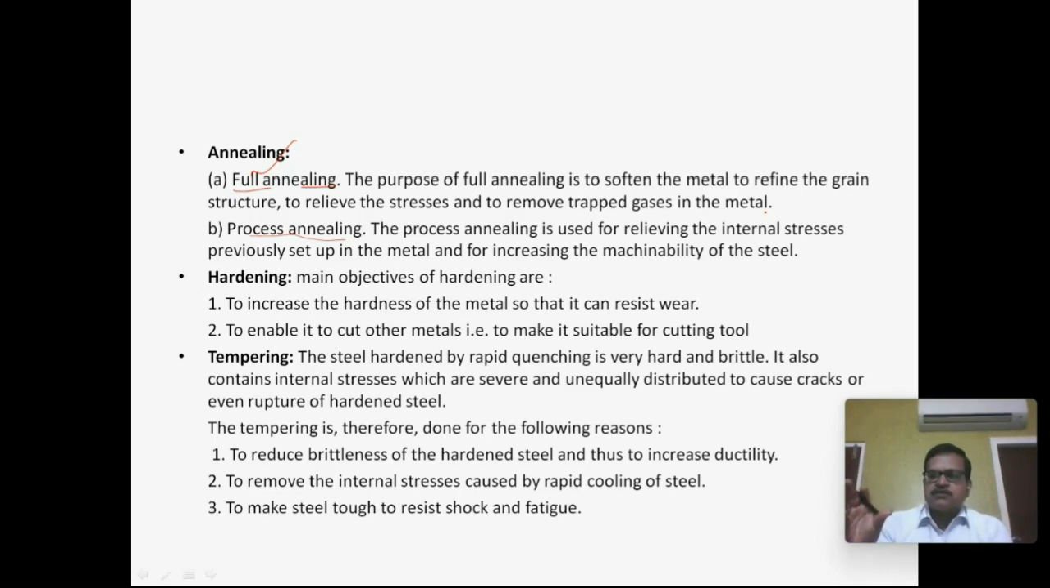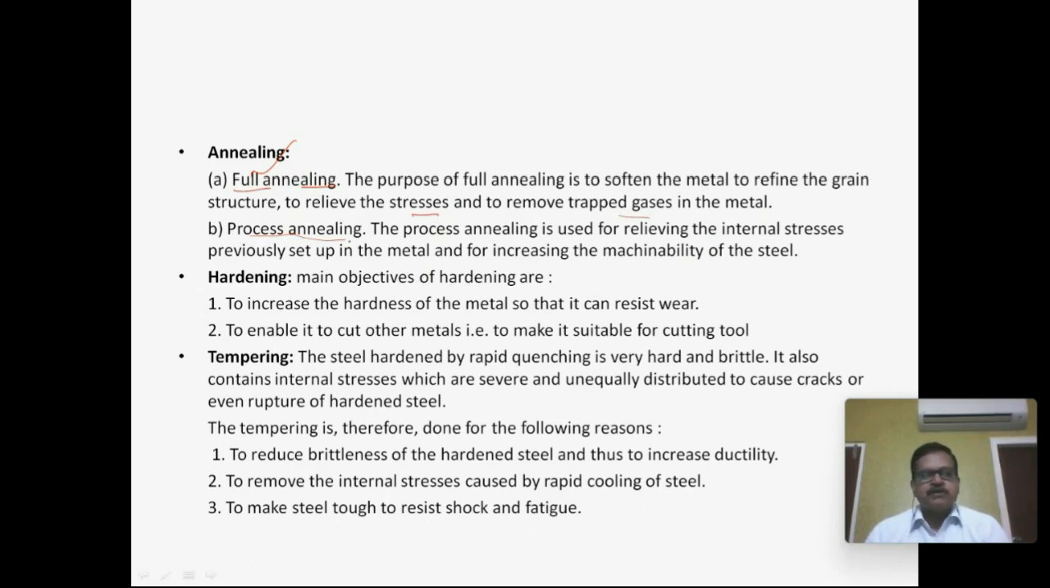The grain structure changes, the metal becomes either hard or soft. And also this is done to relieve the stresses due to the cold working process or hot working process. Residual stresses are left in the material, and during the process some gases are trapped inside the material. So these are all relieved by the process called full annealing.